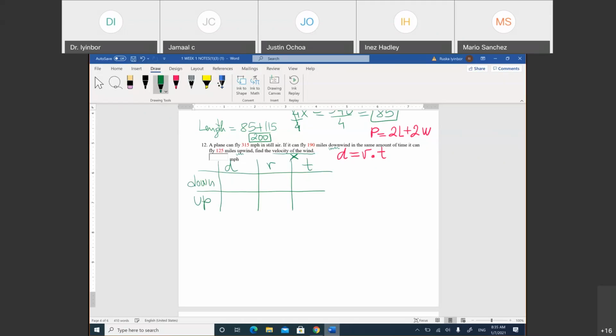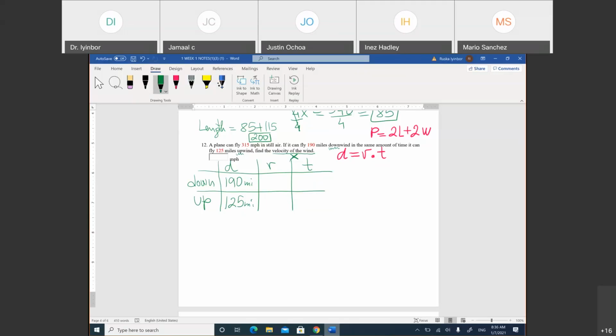So now, if the plane is going downwind, what happens? Downwind it flies 190 miles. So 190 miles is the distance, right? So I'm going to put 190 miles here. And it flies 190 miles upwind, right? So we're going to try to fill up the table. And that's going to help us get a clearer picture of what's going on. So the distance is given. They give me the distance. Now, the rate.